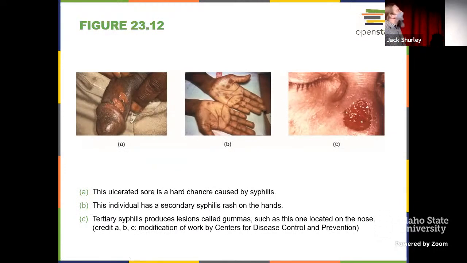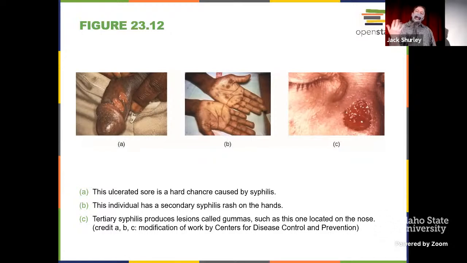So shifting over, the next one we want to look at is syphilis. Treponema pallidum is the bacterium that causes syphilis. It's a spirochete, kind of like that Leptospira that we looked at before, a corkscrew-looking guy, all right?